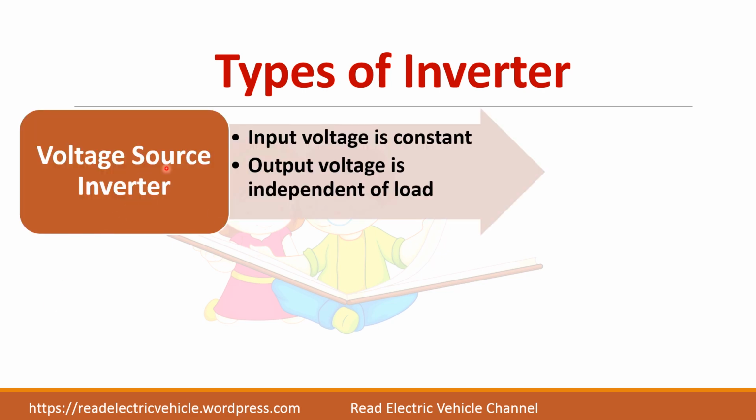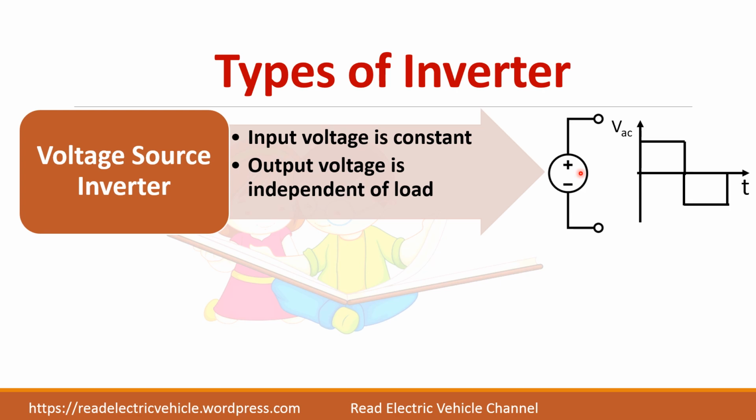First one is the voltage source inverter, which we have studied in the previous videos. So in voltage source inverter, we know the input voltage is constant and the output voltage is independent of the load. So this is the input voltage we give for a voltage source inverter, and always we get a square wave output irrespective of the nature of the load.